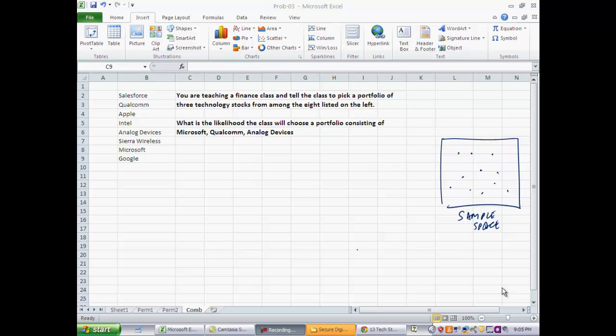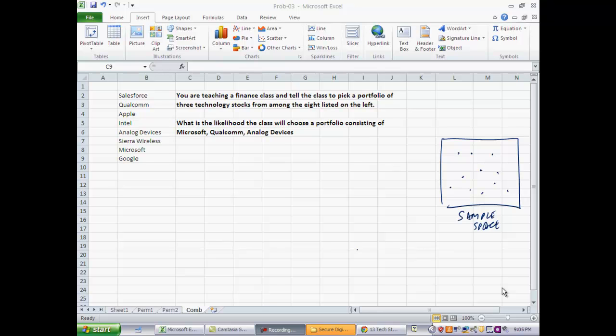You are teaching a finance class and you tell the class to pick a portfolio of 3 technology stocks from among the 8 listed on the left. Now, what is the likelihood the class will choose a portfolio consisting of Microsoft, Qualcomm, Analog Devices?